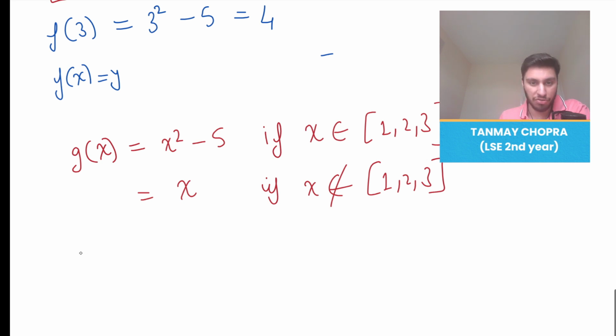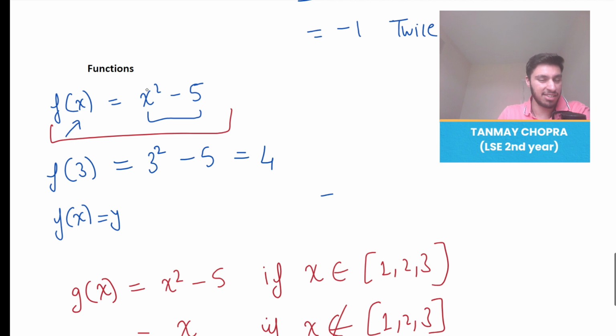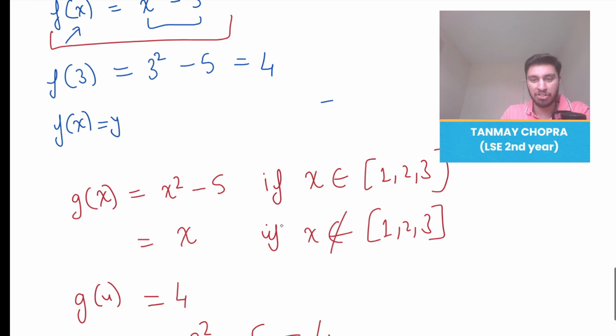So if I were to compute g of 4, then 4 does not belong to 1, 2, 3, so g of 4 is just 4. But g of 3 would be computed using the first formula, which would be 3 squared minus 5 equals 4. That's really the difference between using the y notation and the functional notation. You can separate how the function will act for different values. If I had not specified anything, then the function acts in the same way for every single value. But if I specify how the function will act for different values, then you'll compute the values differently.